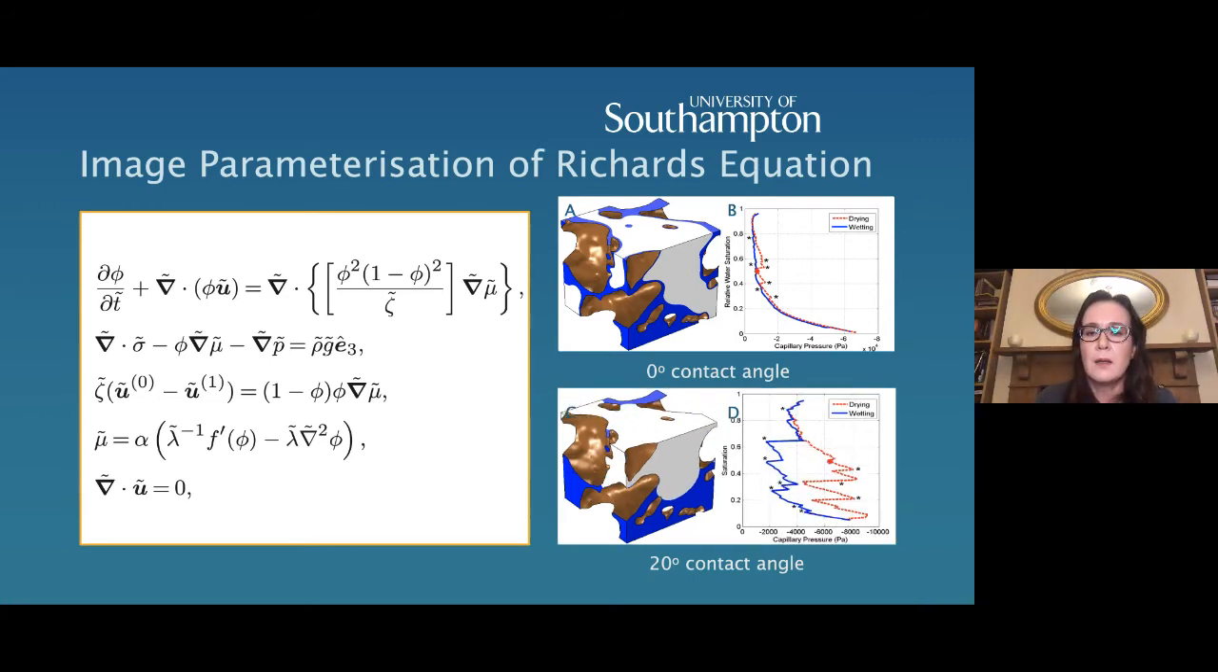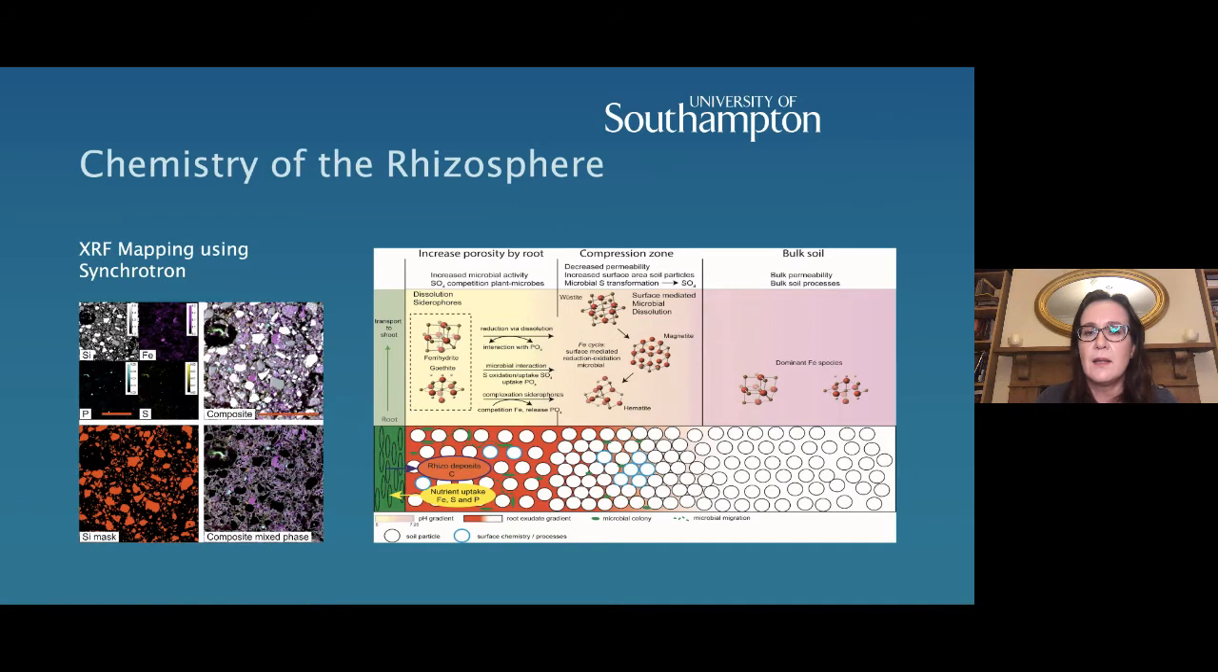So having done these images, we now brought together these mechanical and water modeling and started looking at what impact this has on the chemistry of soil. And remember, we had around the root the increased porosity zone, and then compression zone and bulk soil zone.